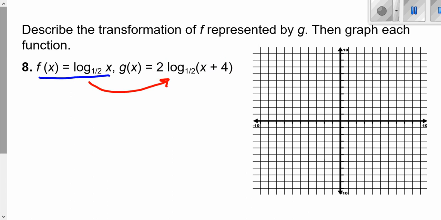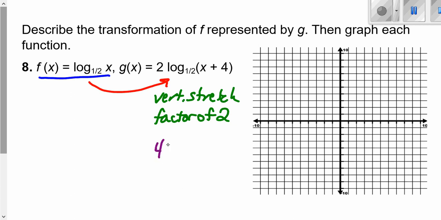The 2 is going to be a stretch. So this is going to be a vertical stretch because it's apart from the x, by a factor of 2. So all of the y's are going to get multiplied by 2. The part that is the 4 is going to be a slide. Since it's with the x, it works backwards of what you might just kind of guess. So x plus 4 is going to move 4 to the left. And that's a slide. Okay, so that's what's going to happen at the end.